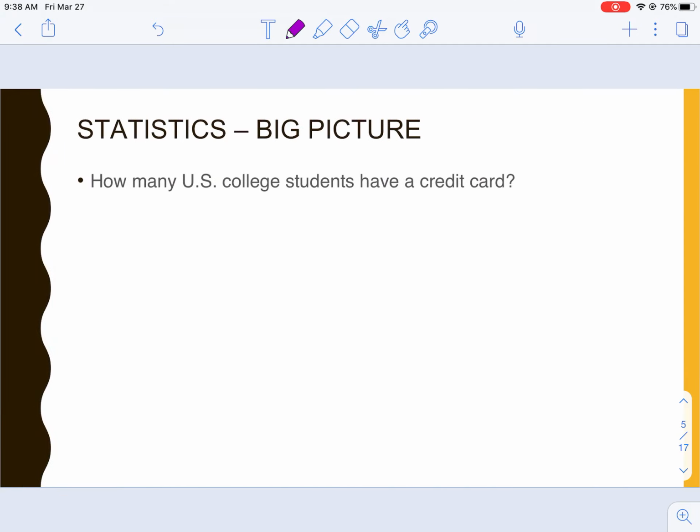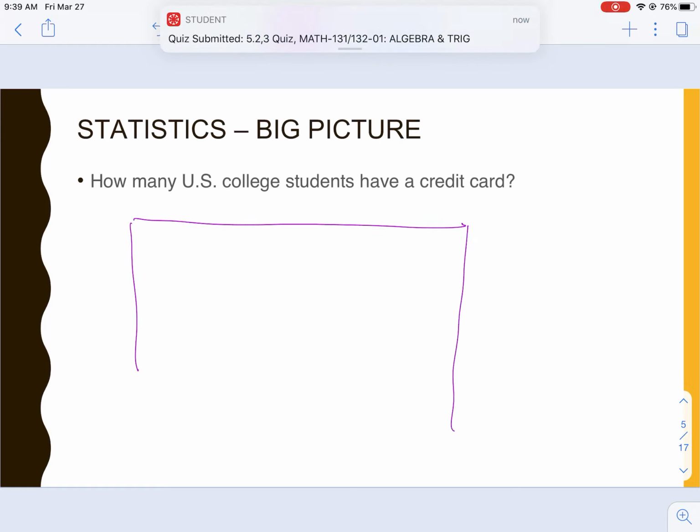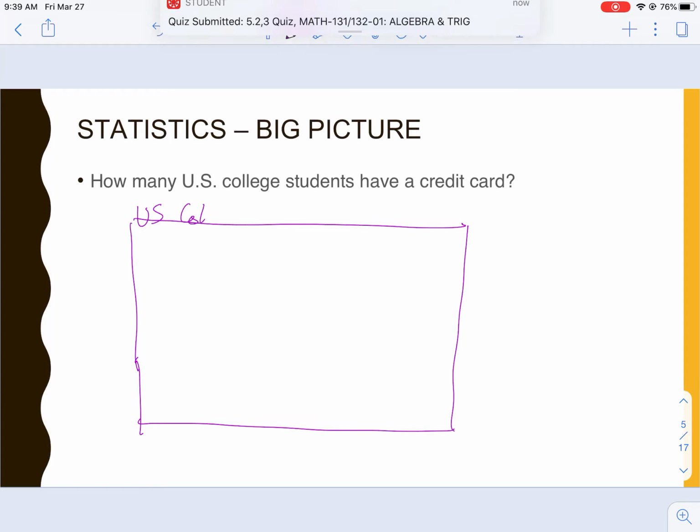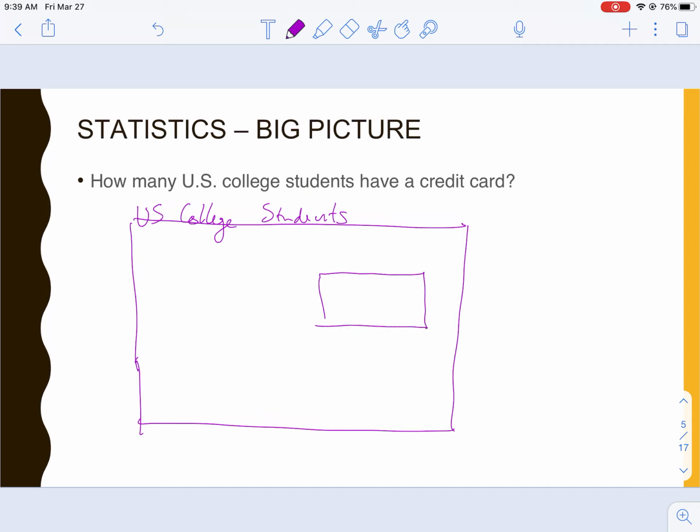So let's think of the US college students as fitting in this box. So this box is US college students. And within this box, we have Olivet students. And so you can see Olivet students would be a sample to the college students. So we have a sample and we have a population.